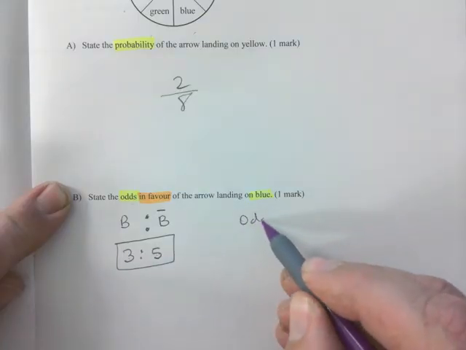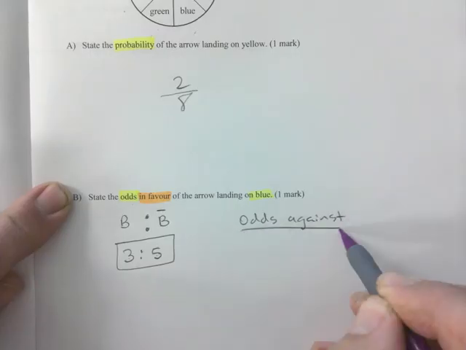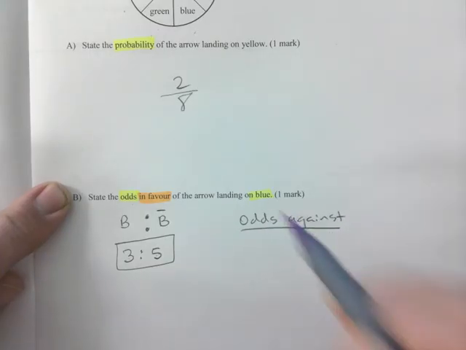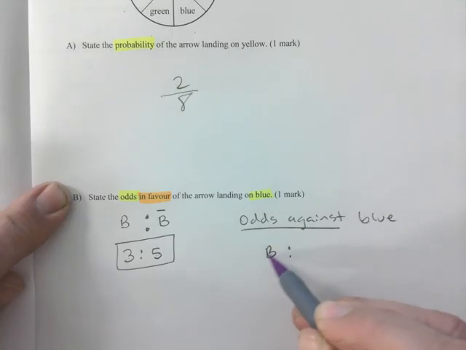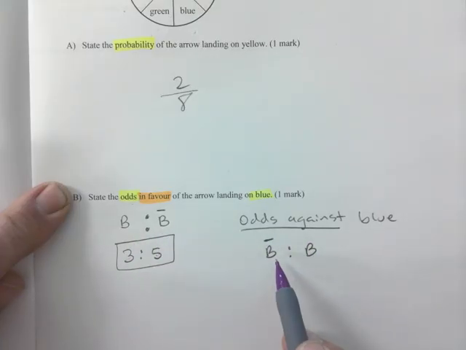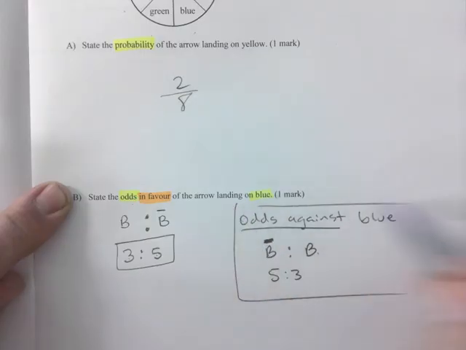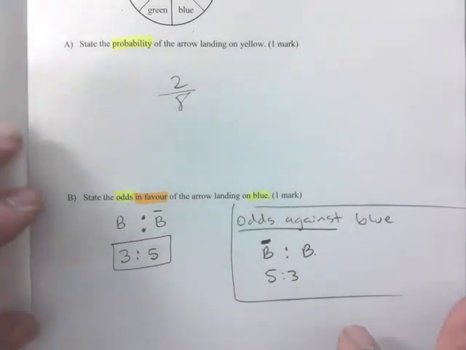What about odds against? What would you say if they said odds against landing on blue? Well, then you go not blue first, blue second. This order is flipped. Not comes first, then blue. So this will be 5 to 3. This is just an aside. They didn't ask for it, but it's a good review. Keep going.